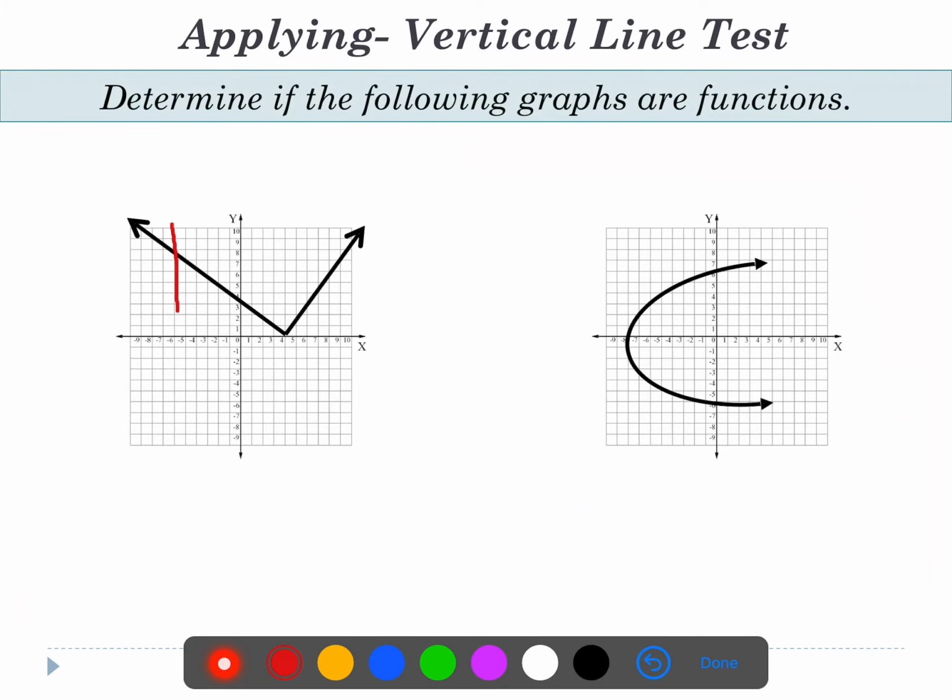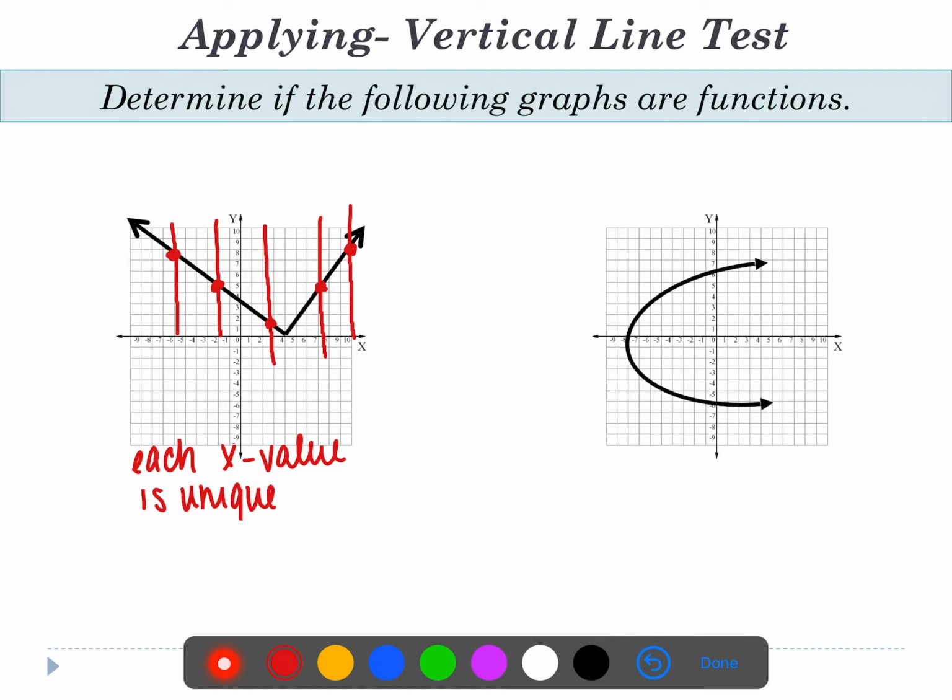Okay, so let's take a look. So here I have 2 graphs. And we literally just draw vertical lines all throughout our graph. So you can see that each one of these vertical lines I have drawn only hits my graph 1 time. That means each x value is unique. Okay, that means it has not repeated. And so this is a function.